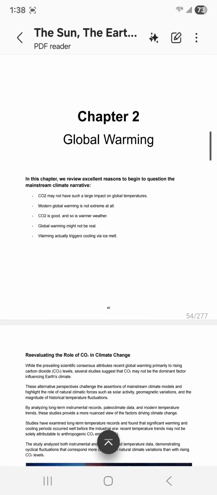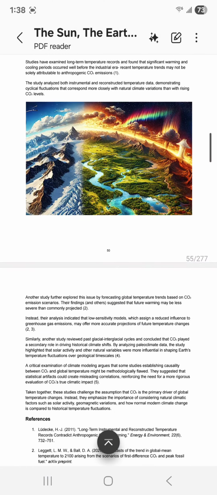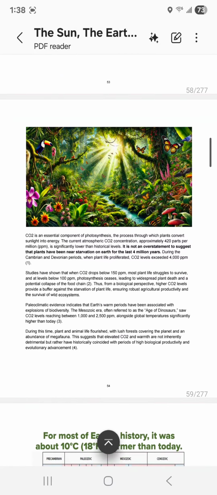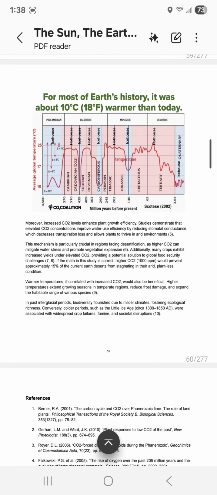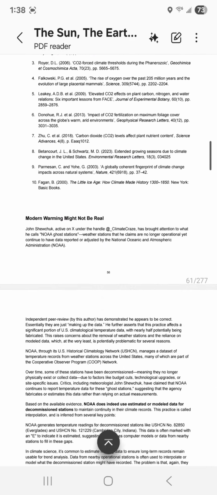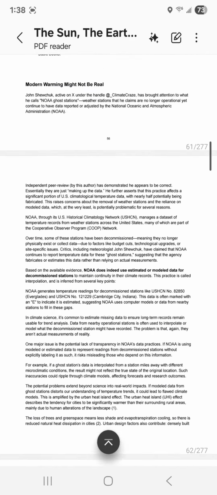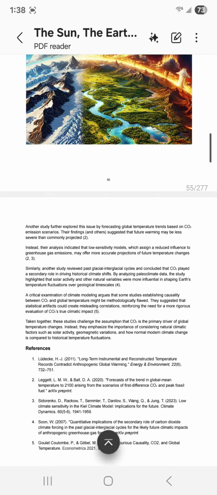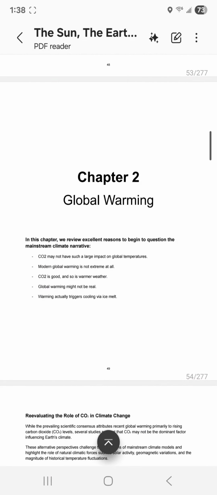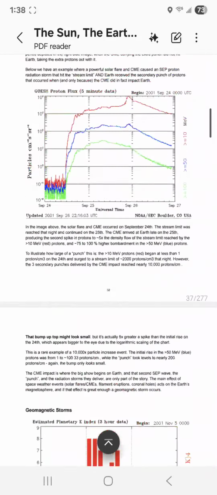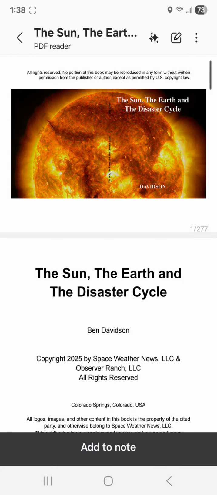And chapter 2, global warming. So it goes into everything going on. It literally goes into it, the Earth's history about the warmer weathers today. So I suggest go get this book. I recommend it highly. It's the sun, the earth, let's flip it all the way up to the top, Sun, the Earth, and the Disaster Cycle. Enjoy.